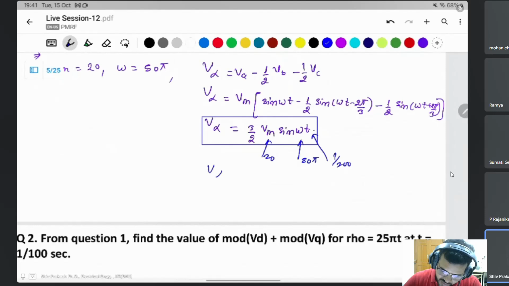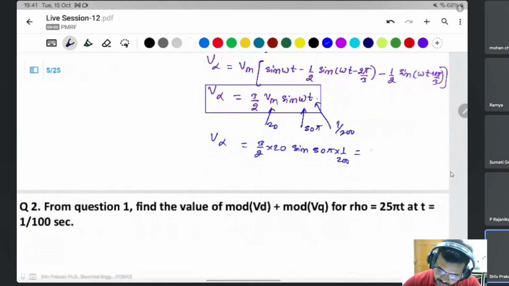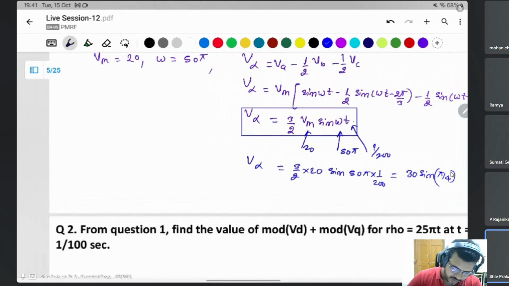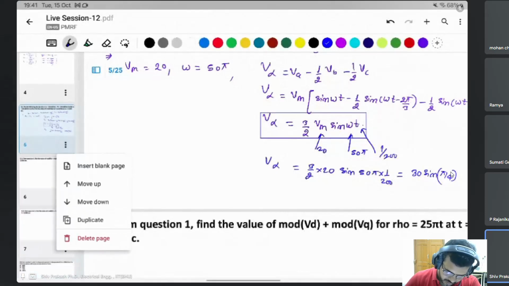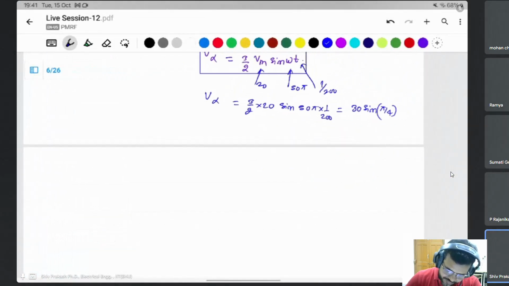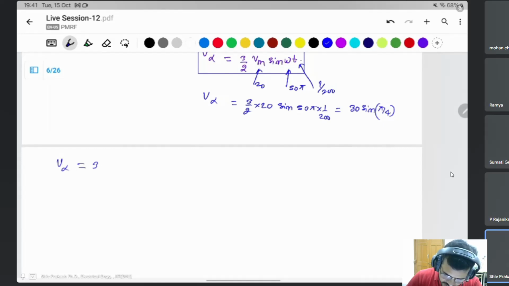Put the values here. V alpha is equal to 3 by 2 into 20 sin 50 pi into 1 by 200. That is 30 sin pi by 4. Sin pi by 4 means 45 degrees. Then V alpha is 30 sin 45, 1 by root 2. It will be 21.21.